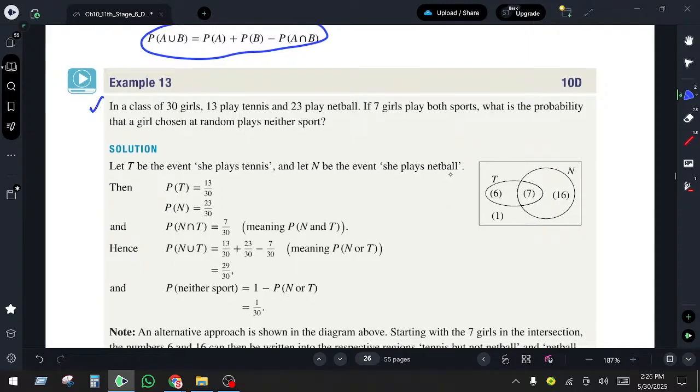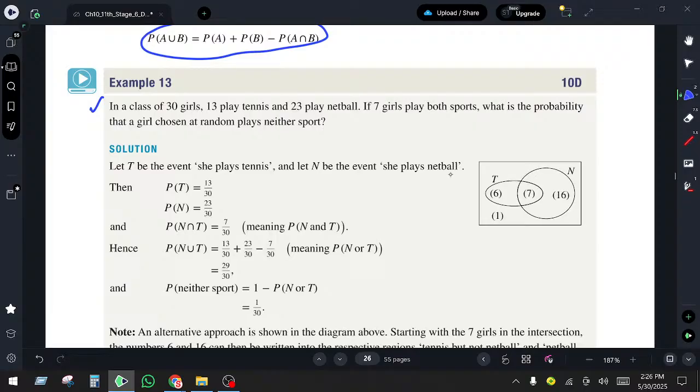Can you read this question? Now from here onwards you will get a little bit of probability-based questions. Can you read these two lines? In a class of 30 girls, 13 play tennis, 23 play netball. If 7 girls play both sports, what is the probability that a girl chosen at random plays neither sport?